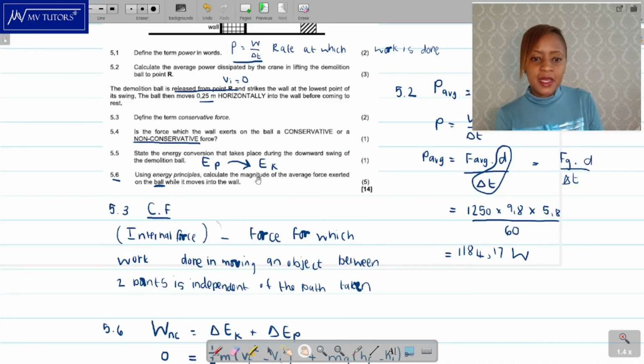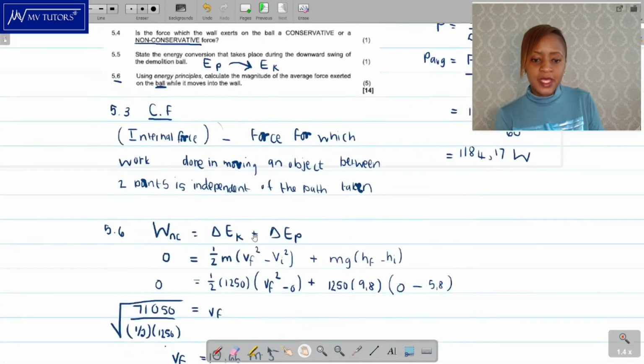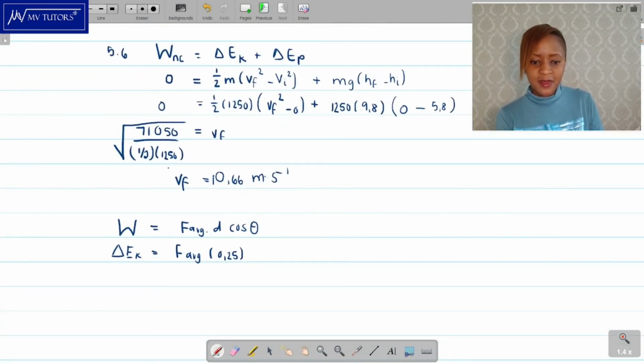So it says calculate the magnitude of the average force exerted on the ball. This ball is moving to the east. For us to use cos 0, the force applied would have to be in the same direction, but that's not the case. The force applied is actually moving in the opposite direction, and the angle between where the ball is going and where the force is applied is 180 degrees. So we can then say multiplied by cos 180.